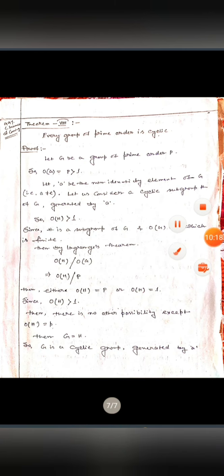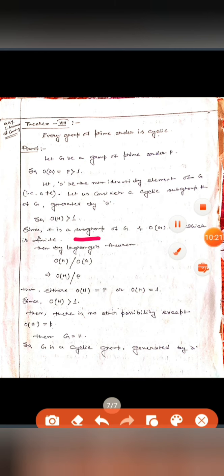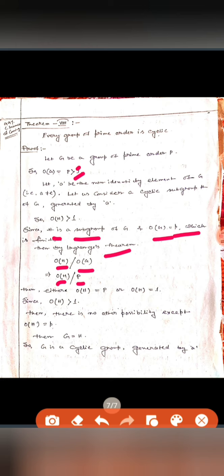Okay, now H is a subgroup of G, and the order of G is P, which is finite, as P is a prime number. Then by Lagrange's theorem, from the previous theorem, the order of H divides the order of G, which implies the order of H divides P, as the order of G is P. Then either the order of H is equal to P or the order of H equals 1. Why?